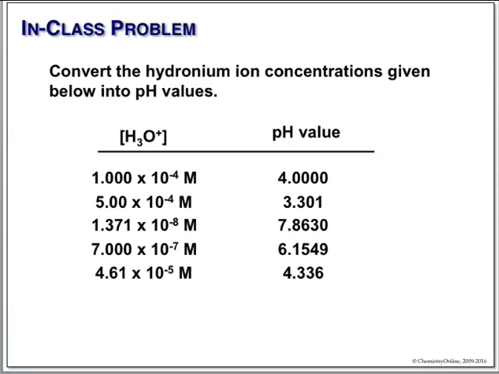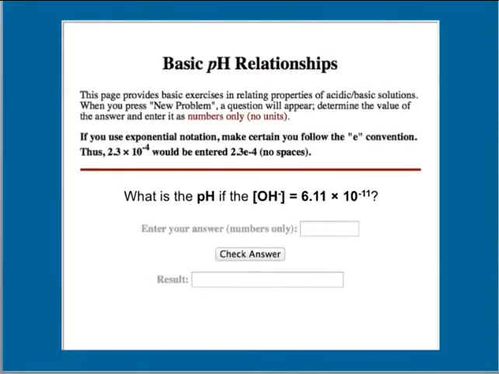All right. Now, of course, there's a tutorial for this. This starts off very simple. If our hydroxide is 6 times 10 to the minus 11, what's our pH? Now think about the logic here. If we want to know the pH, we need to know hydronium, don't we? Right?